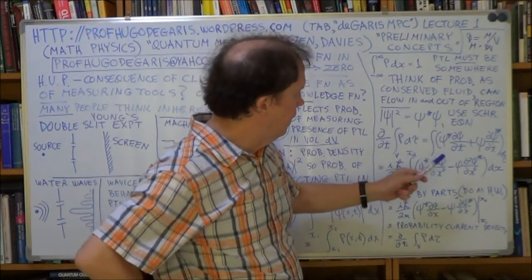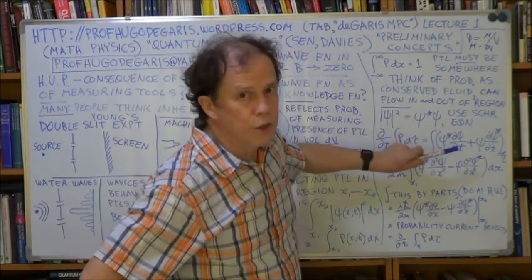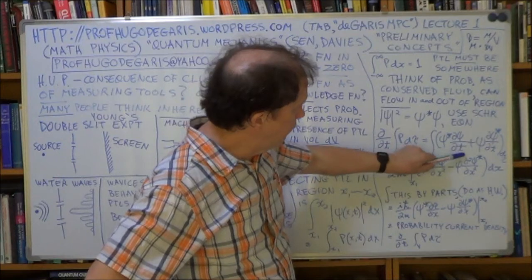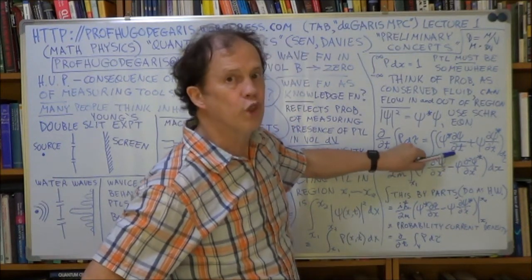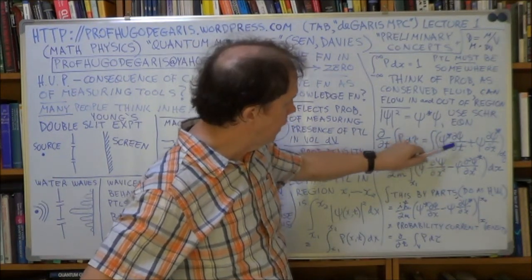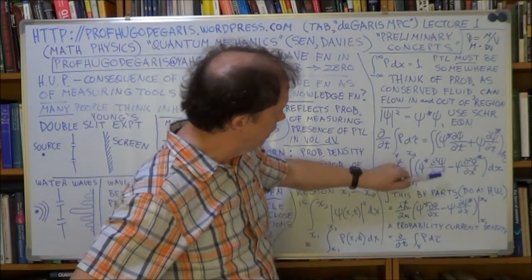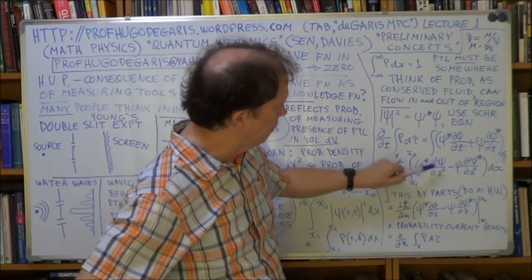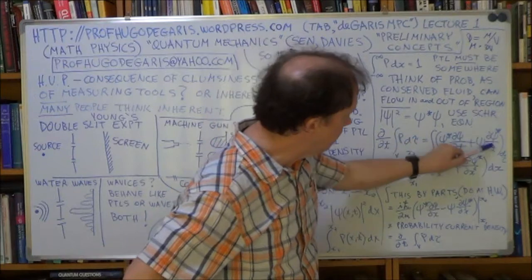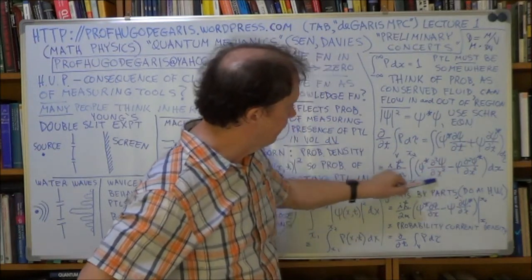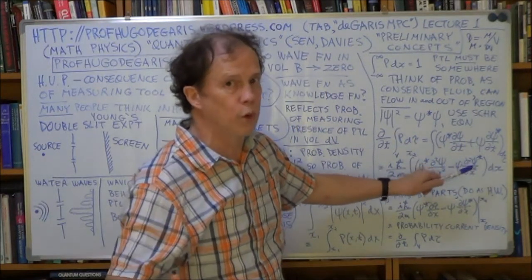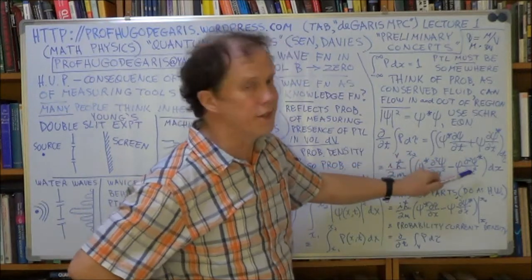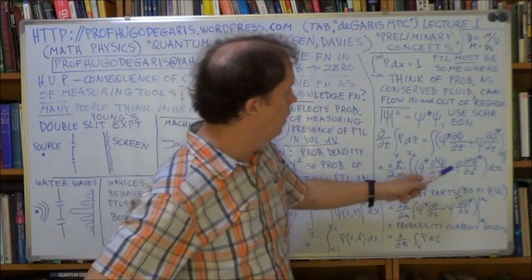Now, you can use the Schrödinger equation. You know what d psi dt is from the Schrödinger equation, so you can plug that in and you'll get d squared psi dx squared, this kind of thing. So you can rewrite this in this form. Now I ask you to do this for homework. A very interesting exercise. You'll learn a lot.